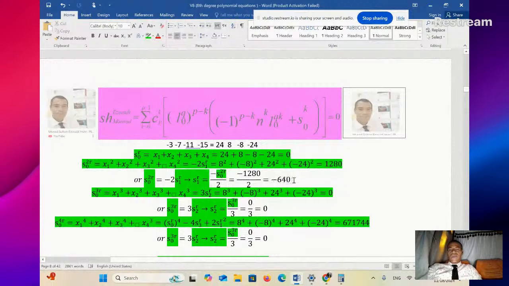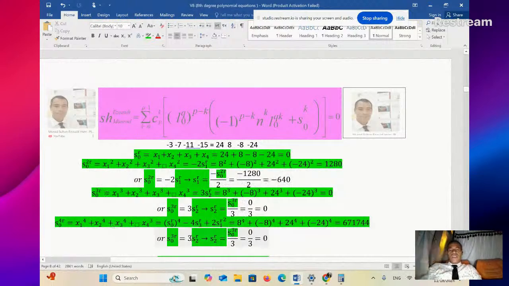I will use this after to find the new decrement when solving to the power 2. Now S0 for the power 3 is going to be x1 raised to the power 3 plus x2 raised to the power 3 plus x3 raised to the power 3 plus x4 raised to the power 3, equal to 3 times S2. Therefore, this one is going to be 0. Therefore, S2 is equal to 0. You see? So that's the reason that S1 is going to be different from 0.